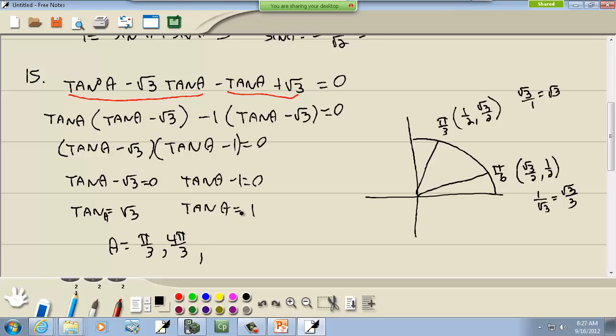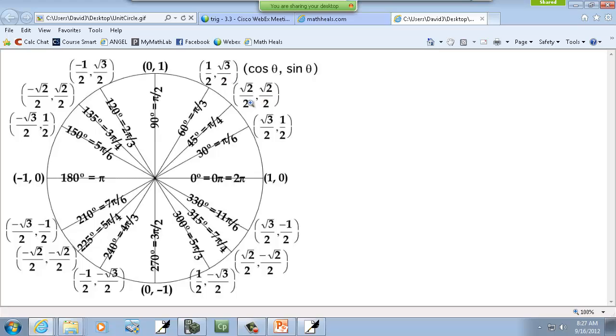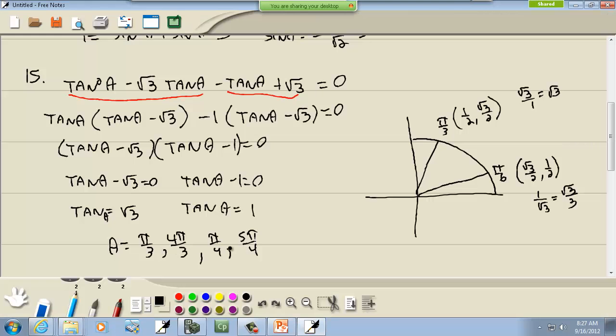Now for these, tangent is equal to 1. Well, the only time you're going to get 1 when you got y over x is when y and x are the same, which is at pi over 4 and 5 pi over 4. Pi over 4, x and y are the same. 5 pi over 4, they're both the same. So those would be our 4 answers.